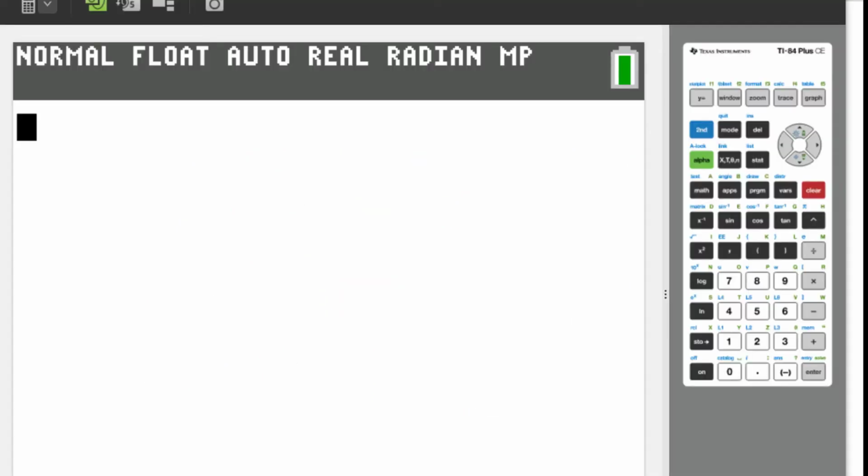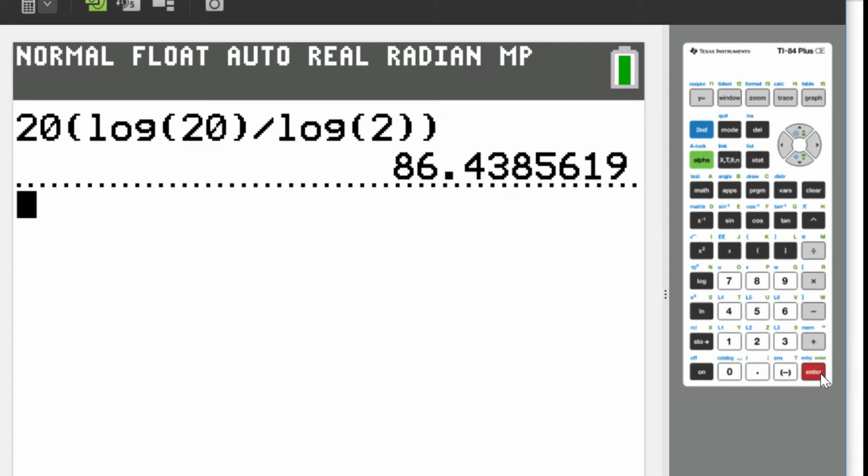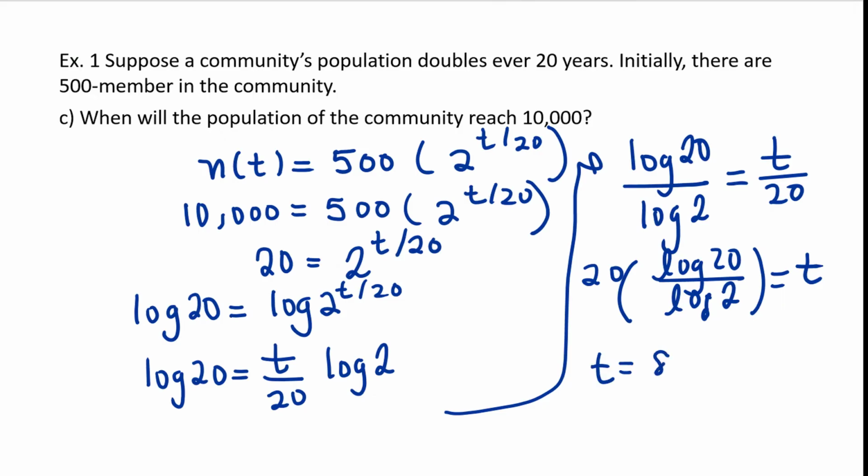So back on the calculator, let's begin with the factor of 20. 20 times, then we'll need log of 20. Let's close that off, divide that by log of 2, close parenthesis twice and press enter, and the number that we get is 86.4385619. So let's record that answer. It'll take about 86.44 years for this community's population to reach 10,000.